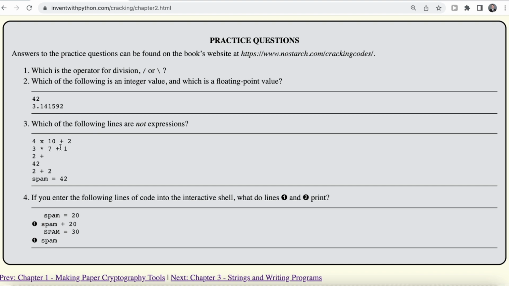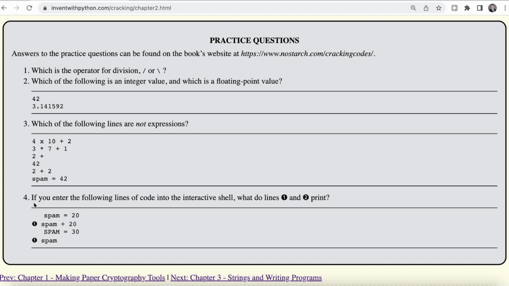The second one is a valid expression. The third one here, 2 plus, is not an expression. And also the last one here, spam equals 42, is not an expression. The right side here, 42, is a value slash expression, but spam equals 42 is actually an assignment operation. And 42 and 2 plus 2 are both valid expressions. In the first case here, 42, that's an expression with just a single value, which is still valid. And here we have two values and one operator.